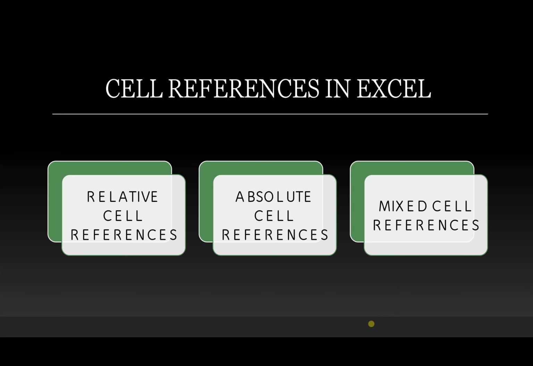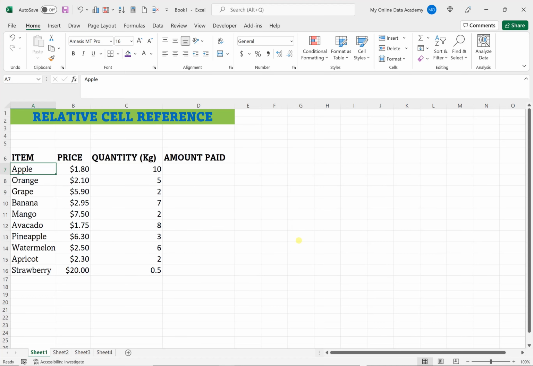So let's go to the first category, relative cell references. Relative cell reference is the most commonly used type of cell reference in Excel. It is the default type of cell reference in Excel, and in most of the functions we use relative cell reference. Let's go to this example here and try to understand exactly what is a relative cell reference.